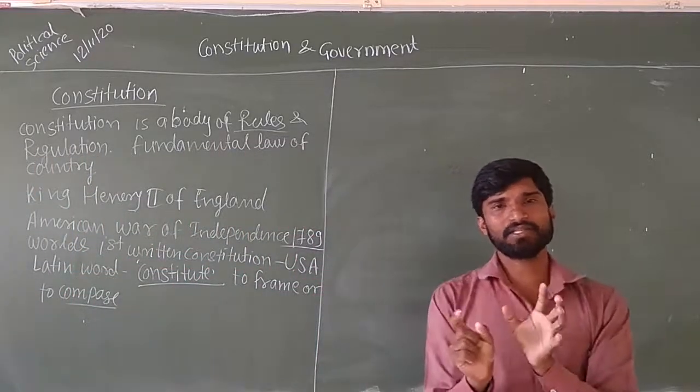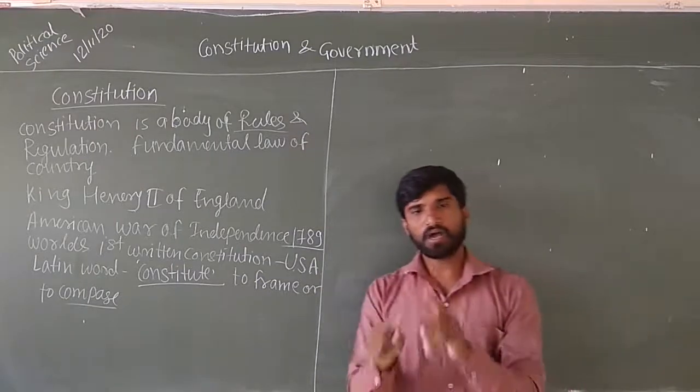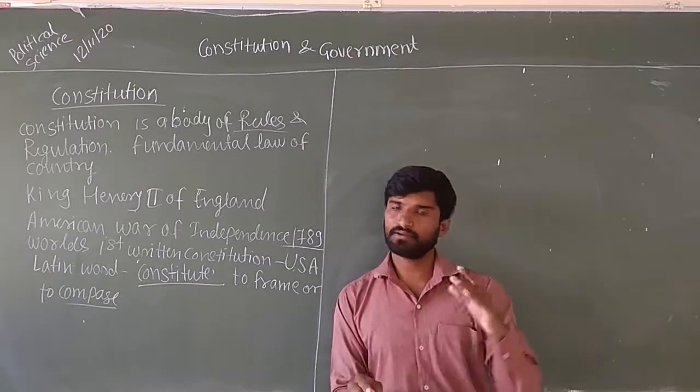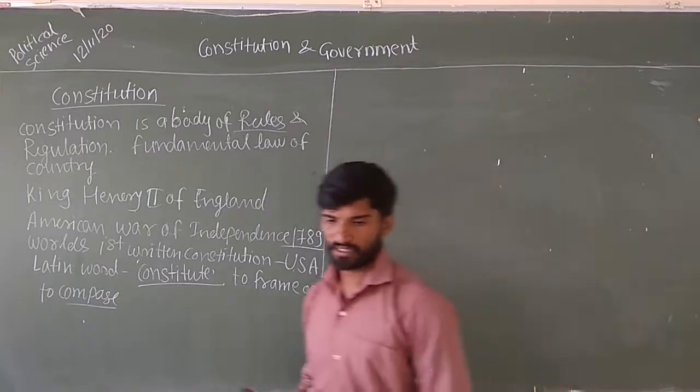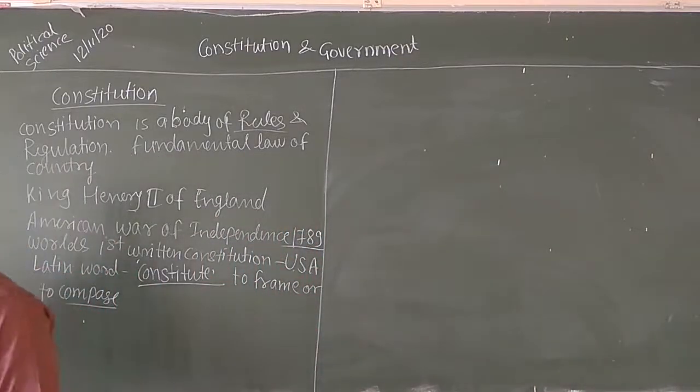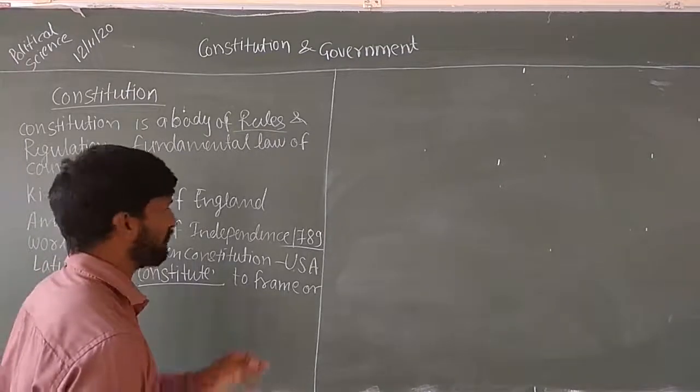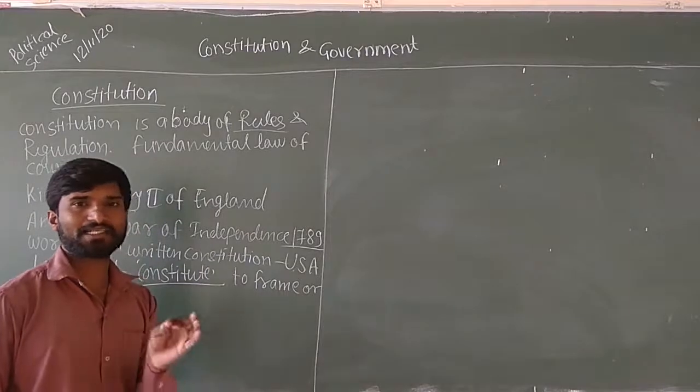The rules and regulations that are prepared and written, that book is called a constitution. It means the basic structure and organization of government, state and government.